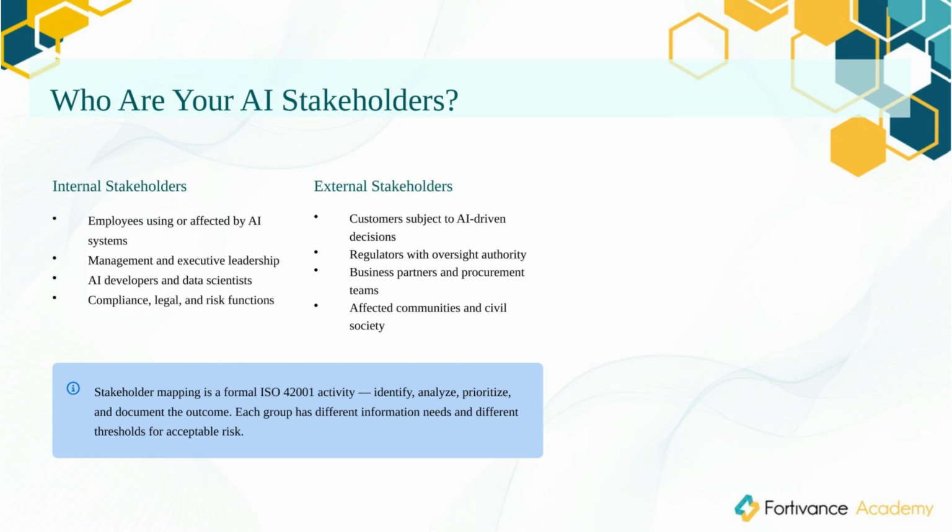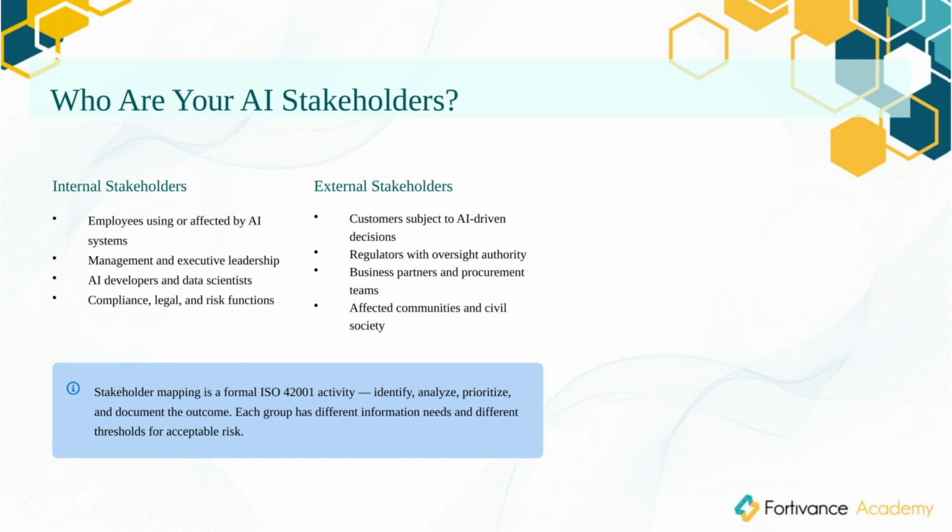Stakeholder identification is not a soft skill, it is a governance requirement. Clause 4.2 of ISO 42001 requires you to identify interested parties and determine their relevant requirements and expectations. Get this wrong, and your AIMS will have blind spots around the groups whose interests are most affected by your AI systems. The internal stakeholder map for most organizations includes employees who use AI tools in their daily work, the AI development and data science teams, legal and compliance, risk management, operations, and senior leadership.